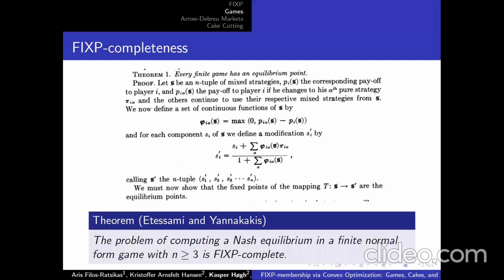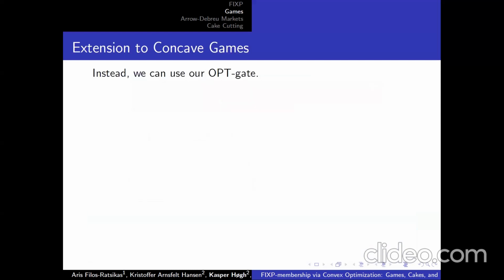And so we already have that the problem of computing a Nash equilibrium is definitely contained in FixP. And actually, Etessami and Yannakakis also showed hardness for this problem. So here it was quite easy to show membership, but Nash also gave a different proof which isn't based on Brouwer's fixed point theorem, and then it would be harder to show membership. But actually, instead of using this function defined by Nash, we can also use our optimization gate.